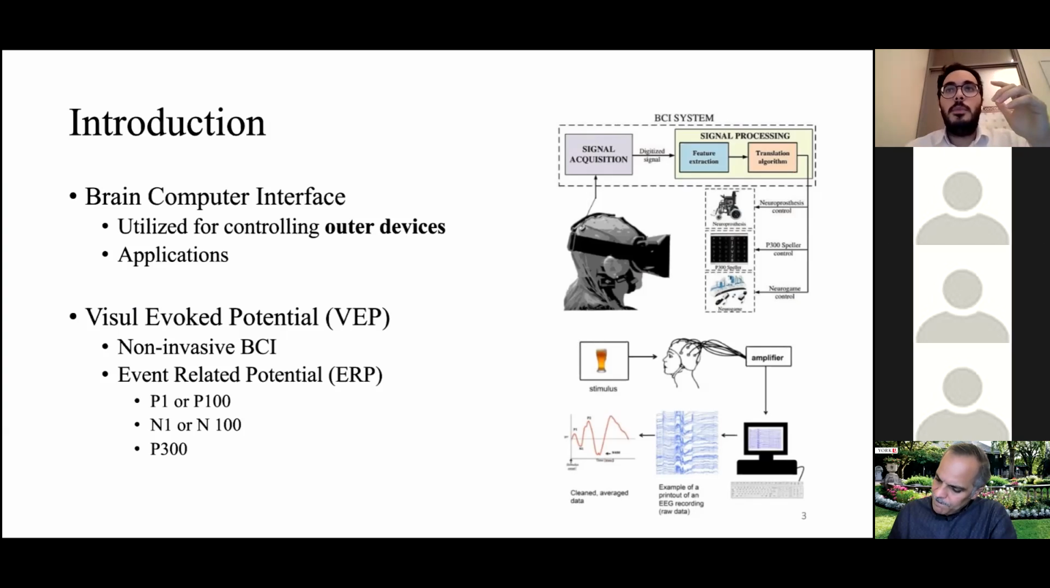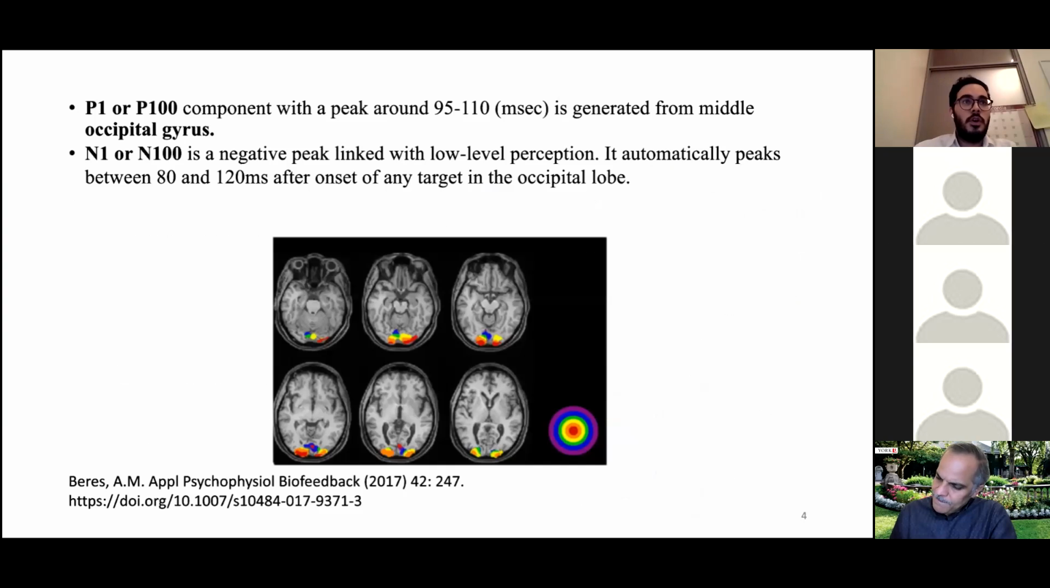We have different components of ERPs, and these are the most important components, like P1 or P100, N1 or N100, and P300. Visual MRI activity and dipole modeling support the interpretation that the visual cortex is the source of these early components of VEP. And they usually come from the occipital or the parietal lobe of the brain.